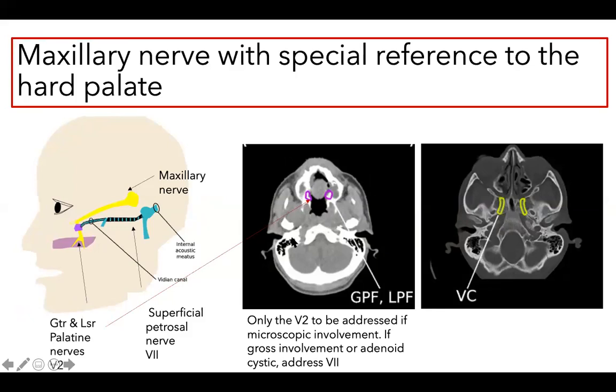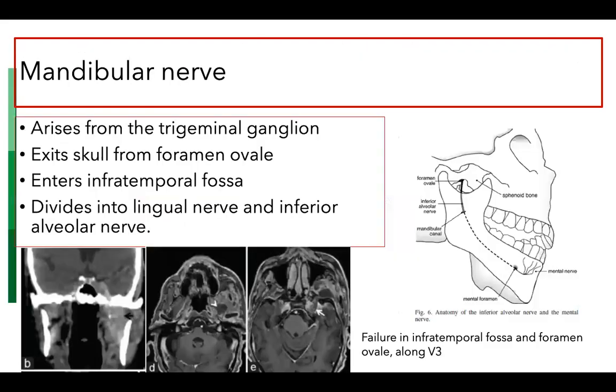And for a lot of this, whenever we have a patient who has perineural involvement, it is important to involve our radiology colleagues to help us in the target delineation of these patients. Now we come to the mandibular nerve.